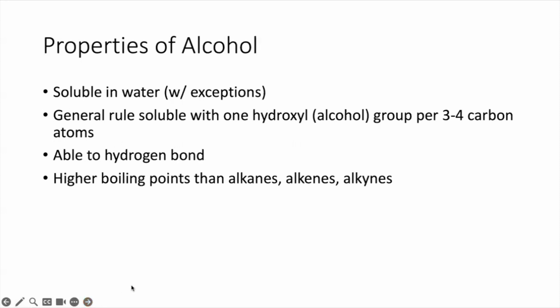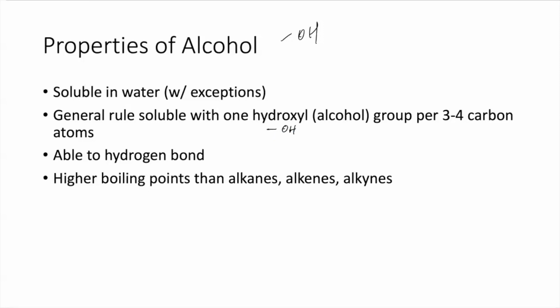All right. And so in the first video, I said that the 4 functional groups that we are talking about this lecture are alkanes, alkenes, alkynes, and alcohols. So alcohols, right, are when we have an OH group. And so these act a little bit differently. They are soluble in water with some exceptions because, it's chemistry, we always have exceptions. The general rule is that it is soluble with one hydroxyl. Hydroxyl group is the same as this OH per 3 to 4 carbon atoms.